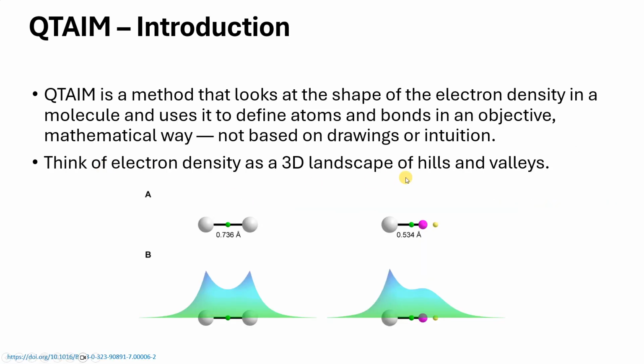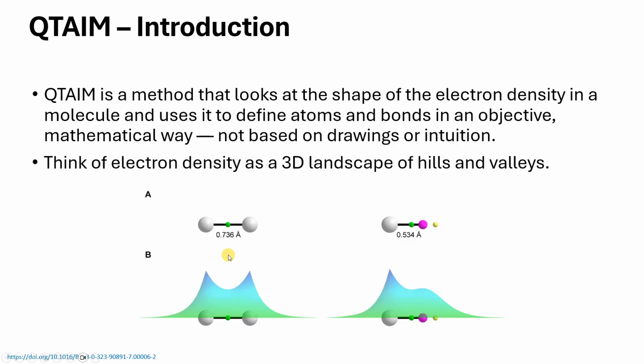And then I would like to introduce, or discuss, QTAIM a little bit, so you have a basic foundation of how to describe it and what you are going to deal with. QTAIM is basically a method that looks at the shape of the electron density in a molecule, and then it uses it to define atoms and bonds in an objective and mathematical way, not just based on drawings or intuition like Lewis drawings or such kind of concept.